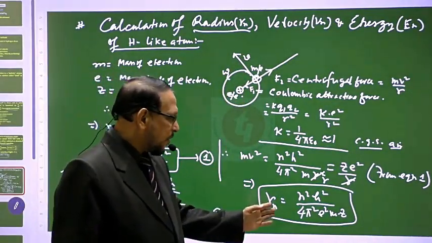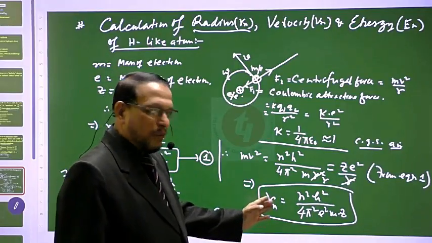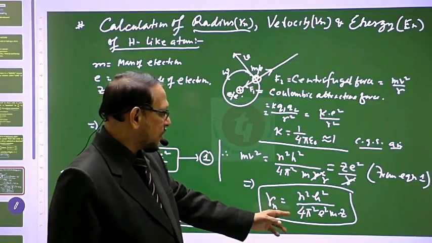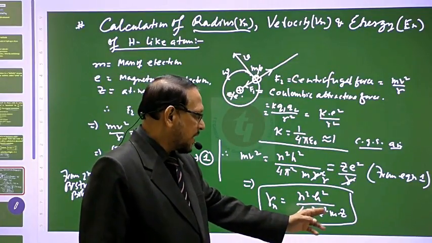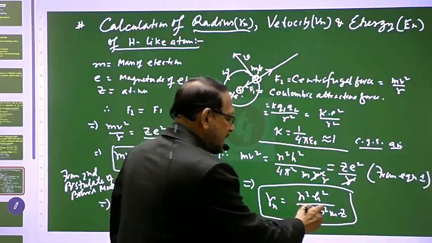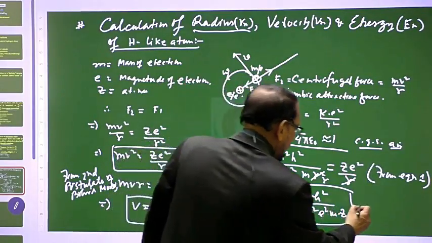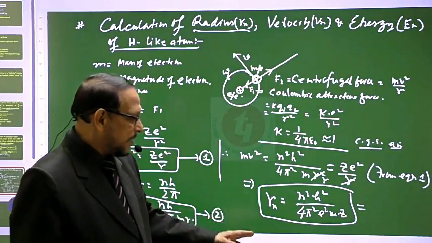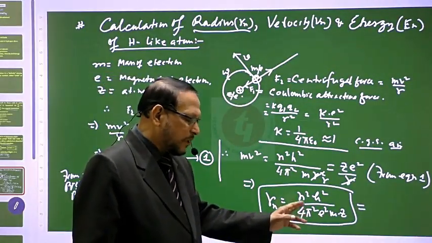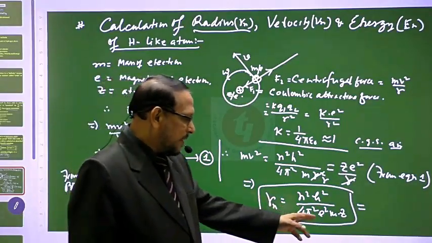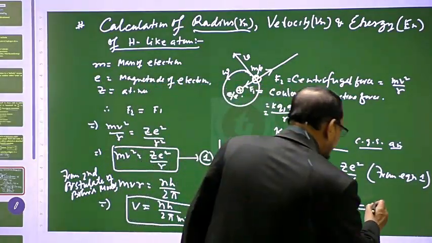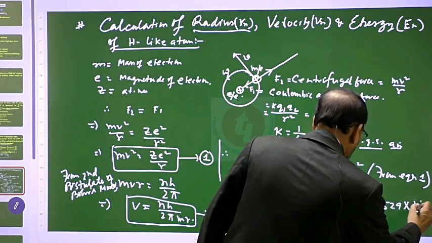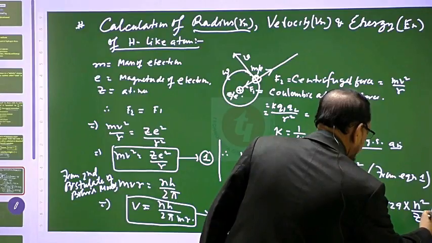So this is the expression for radius r for a hydrogen-like atom, where r is equal to n square h square by 4 pi square e square m into Z. N square and Z is there. Now we can write this, putting the value of h, Planck's constant, pi 3.14, the magnitude of the electron's charge and mass, we get 0.529 into n square by Z. So this is in angstrom unit.